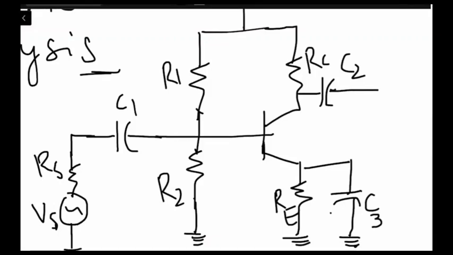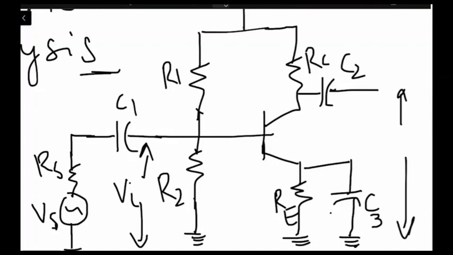Okay, so if you see, we have some input voltage connected to this, and let's suppose the input over here is Vi. The output which we are collecting is from the collector leg, which is V0, right?